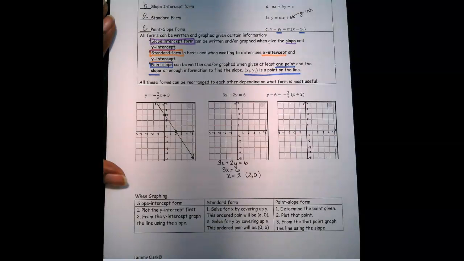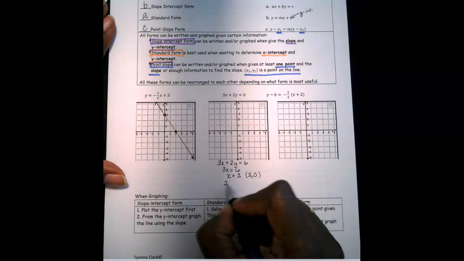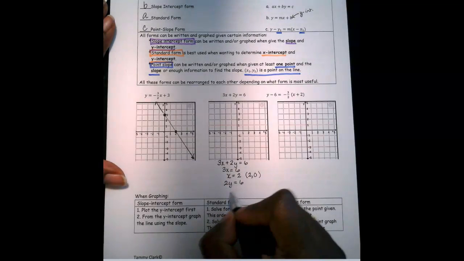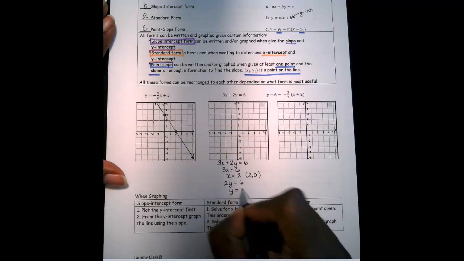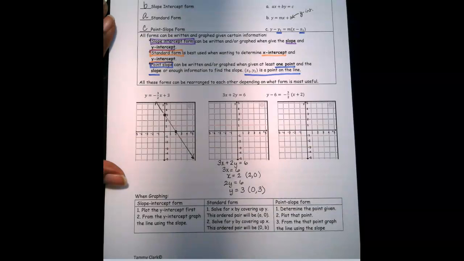Then, when I want to solve for y, I cover up the x term. So the x term is gone now, and what I have left is 2y is equal to 6. Well, if I divide by 2 on both sides of the equation, I get y is equal to 3. Therefore, that ordered pair will be 0, 3.